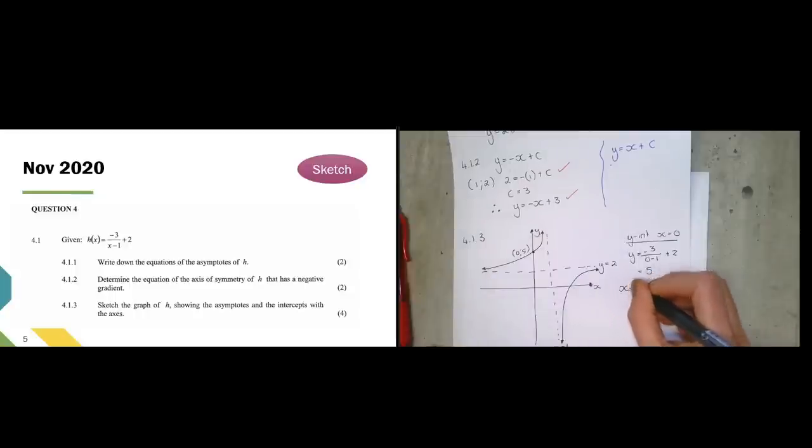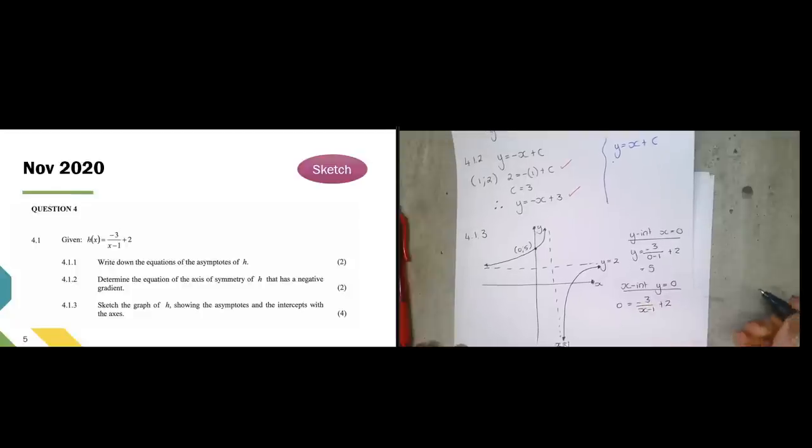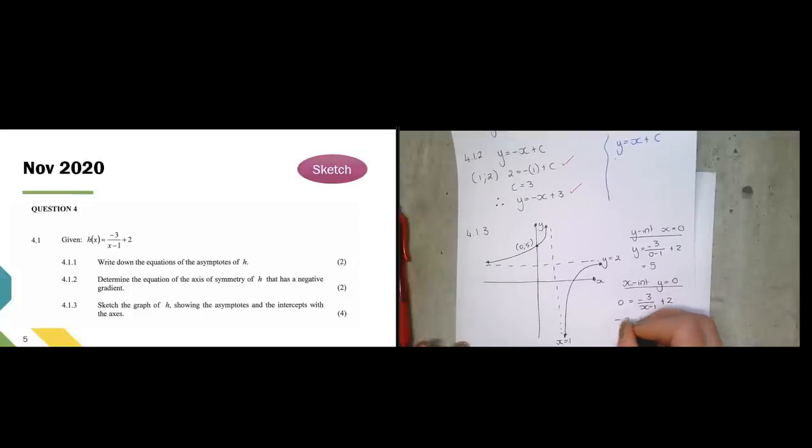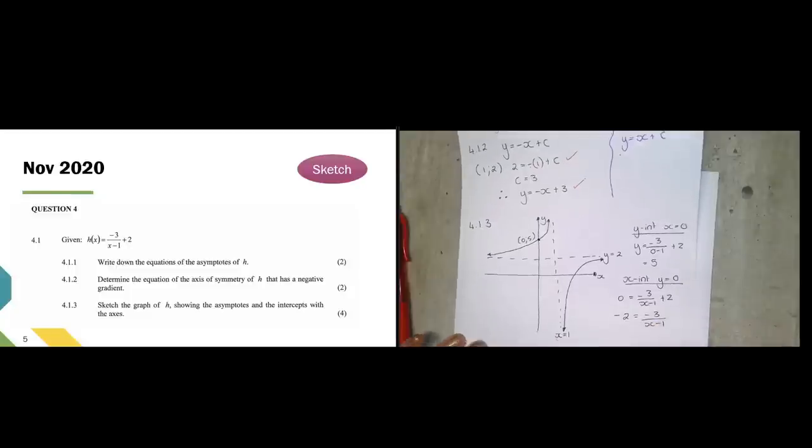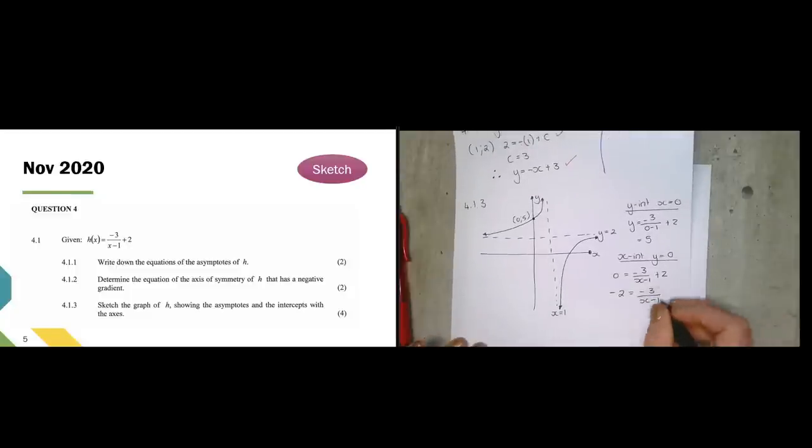To calculate the x-intercept, we make y equal to 0. So 0 equals negative 3 over x minus 1, plus 2. And now I can solve that. That means negative 2 equals negative 3 over x minus 1. If I multiply both sides by x minus 1, I get negative 2 times (x minus 1) equals negative 3. That's negative 2x plus 2 equals negative 3.